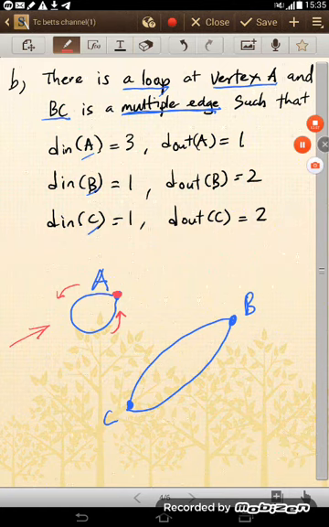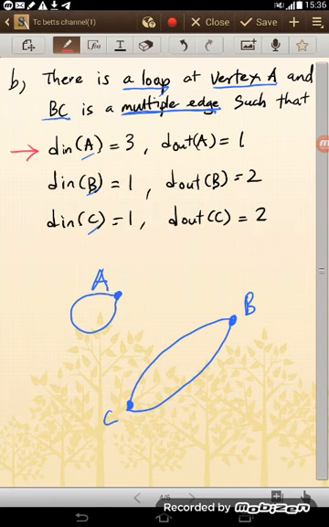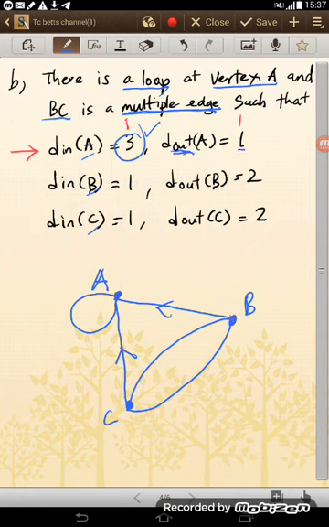Okay, I erase first. Let's see the degree coming in for A. You have already one in, one out. So this one is three coming in. So maybe one from A, one from B here, coming into A, and then another one, because you have three here, coming one from C. So we have 2 + 1, 3 coming in, and out only one from the loop. Okay, this one is done.